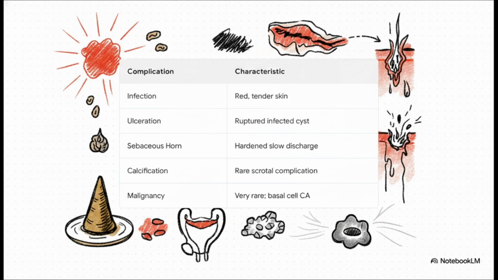Pretty wild, right? Then there's the sebaceous horn, where sebum slowly oozes from a wide punctum and literally hardens into a horn-like spike on the skin. You might also see calcification, though that's a rare find, mostly seen in scrotal cysts. And finally, while it is exceedingly rare, malignancy can actually happen, usually manifesting as a basal cell carcinoma.